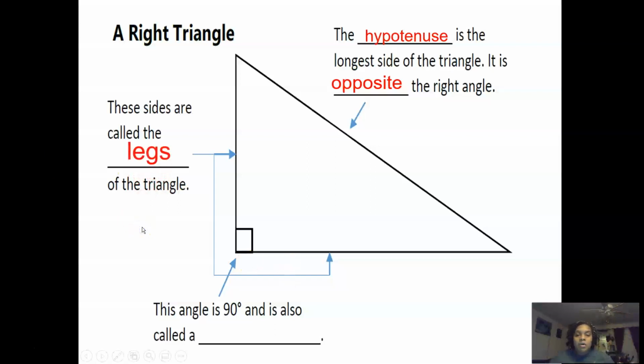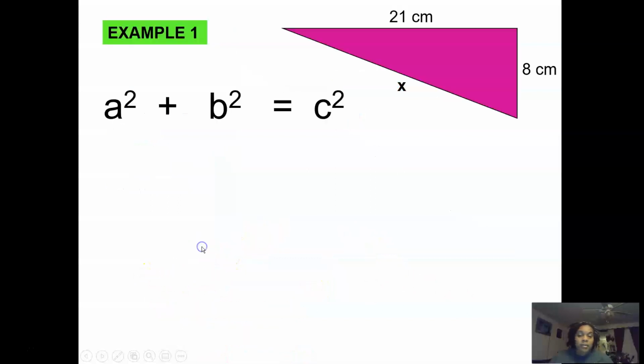The other two sides are called legs of the right triangle. And that little square indicates that it is a right triangle. Looking at the Pythagorean theorem here, it says a squared plus b squared equals c squared. What does all this mean?